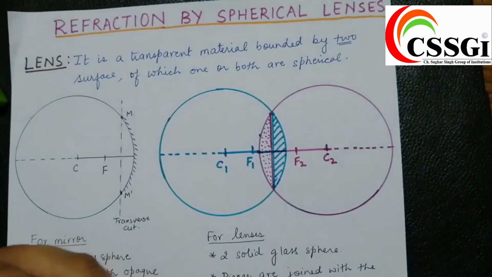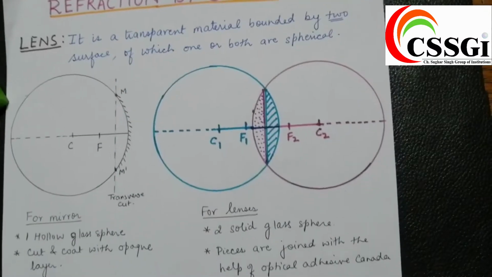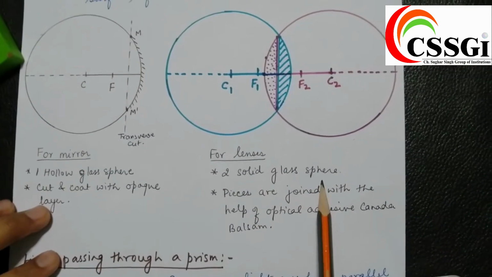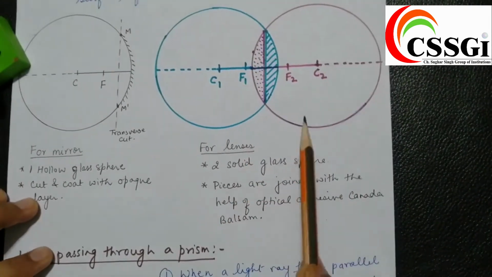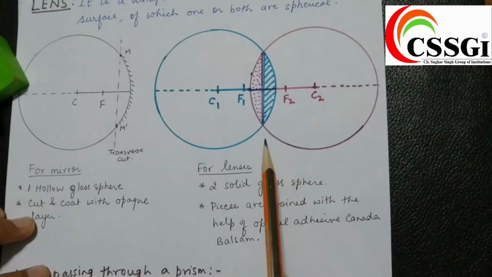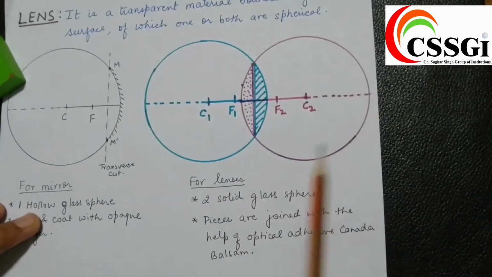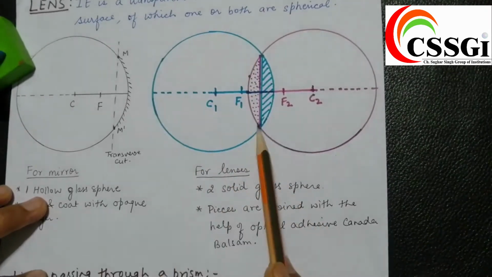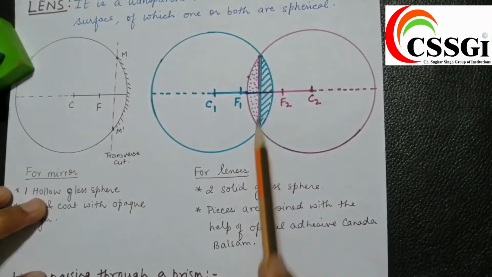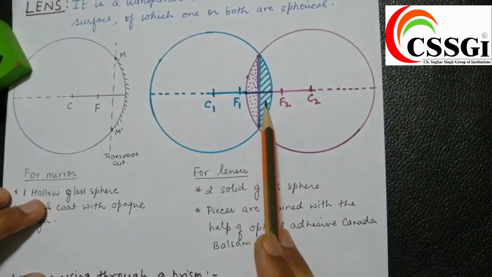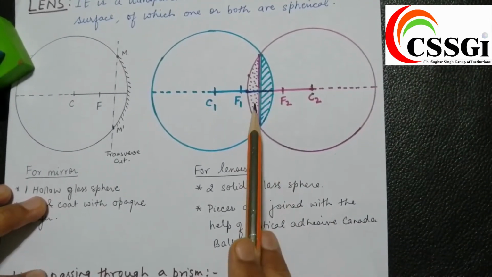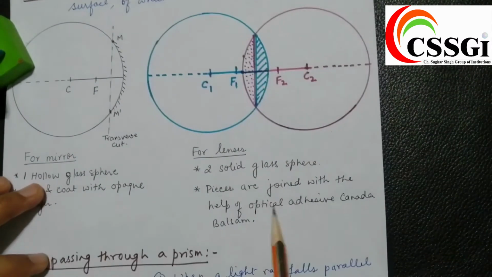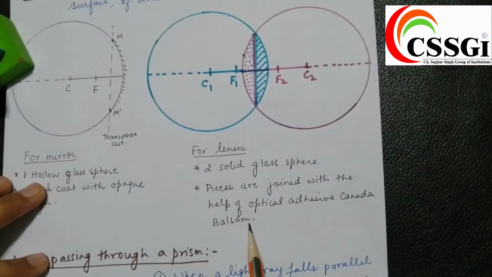But now for the case of lenses, it is different. For lenses, we need two solid glass spheres. Since I am showing it on a piece of paper, I am showing the two solid glass spheres in the form of these two circles, this purple circle and the blue circle. When we give a transverse cut to these two solid glass spheres, we get two solid pieces, this and this. Now we join these two solid pieces with the help of an optical adhesive called Canada balsam.